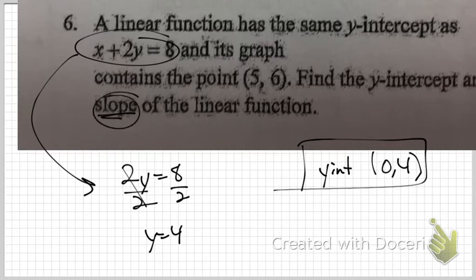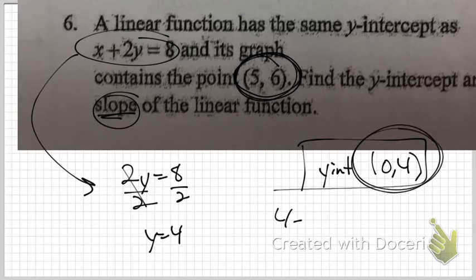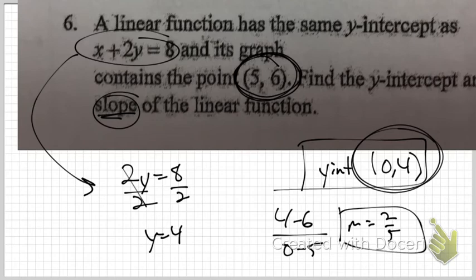Now they want the slope. What do you need to find slope? 2 points. You need 2 points. How many points do we have? We got a y-intercept and that point. So y2 minus y1 over x2 minus x1 gives me a slope of 2/5. You got a second point when you got your y-intercept, right? Okay, cool.